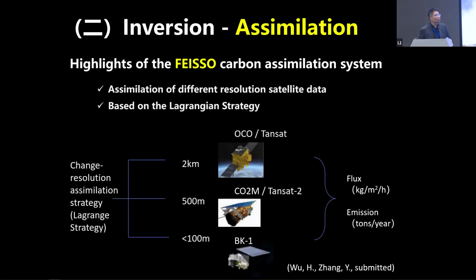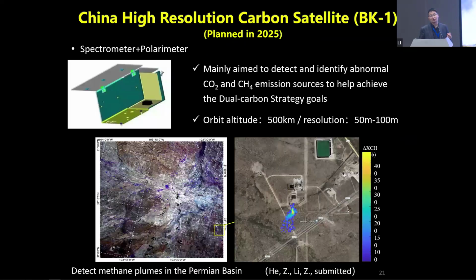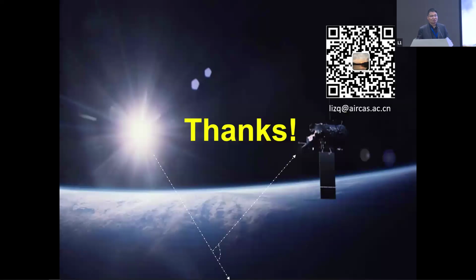And we also need to develop advanced algorithms to adapt to different satellites, including very high resolution satellites. This is one example. Beacon 1 satellite will launch early next year. It can be used to monitor and detect methane plumes, for example, over many regions, and helps to control carbon emission. And this is an important tool, in my opinion, for carbon management and data sharing. That's all. Thank you.